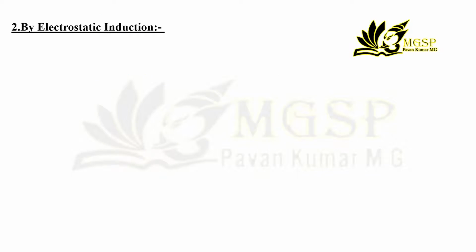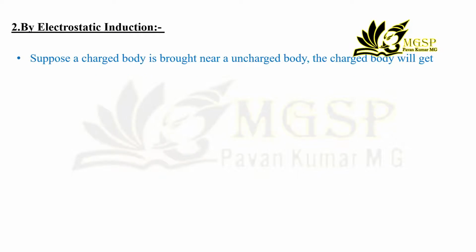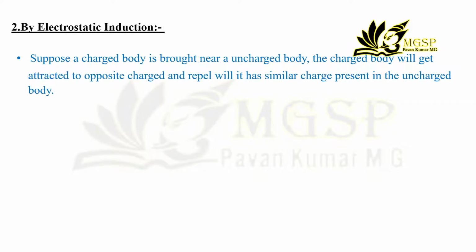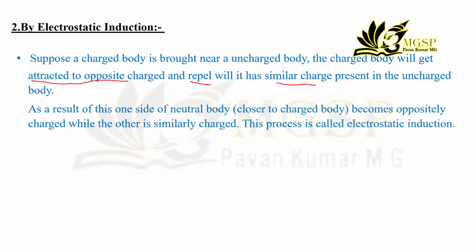Consider one more method, electrostatic induction. Suppose a charged body is brought near an uncharged body. The charged body will attract opposite charge and repel like charge present in the uncharged body. As a result, one side of the neutral body close to the charged body becomes oppositely charged while the other side is similarly charged. This process is called electrostatic induction. Note, in electrostatic induction, the body neither gains nor loses charge.